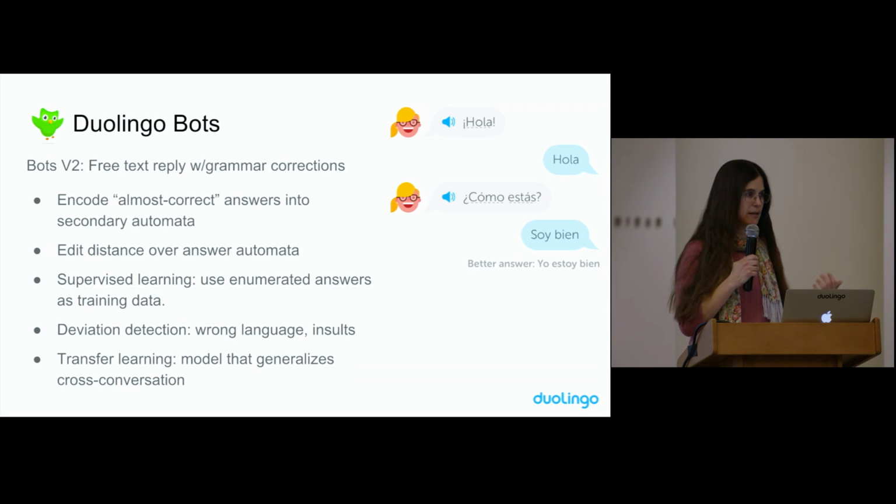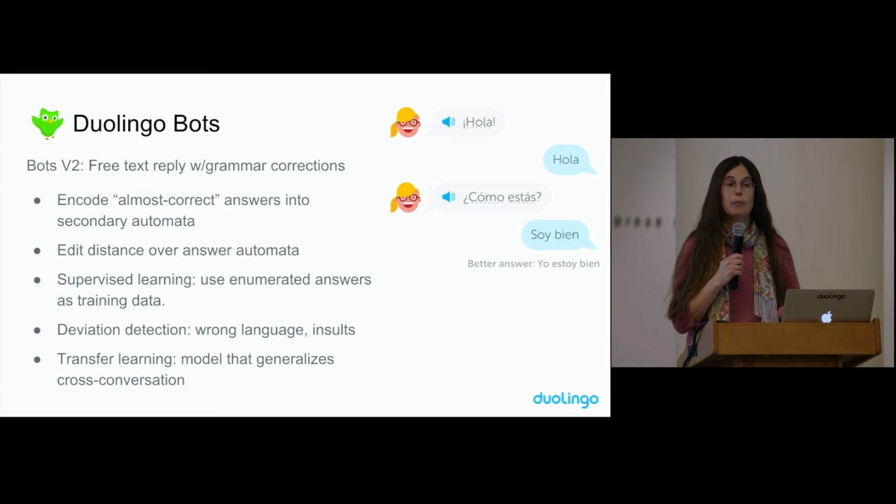If it does, good, we're done. If it doesn't, then what we do is see if it matches an almost correct answer. And the set of almost correct answers we're able to automatically create based on the set of answers.